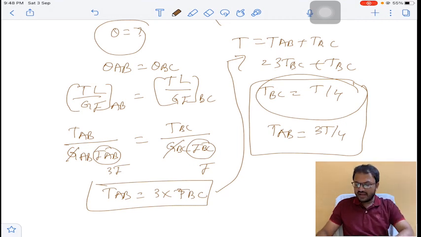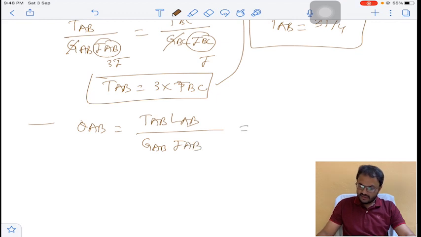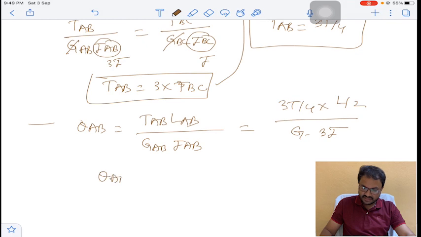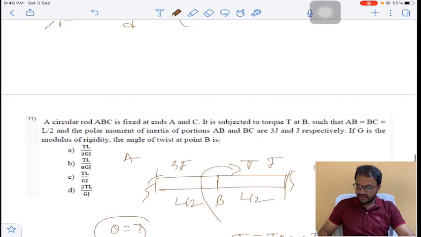So now the angle of twist we can calculate using either one. So angle of twist theta AB is equal to TAB LAB divided by GAB and JAB. So in the portion AB, the torque is 3T by 4 and L is L by 2. So J is equal to 3J. So you will get the angle of twist theta AB is equal to TL by 8 GJ. Okay. So the option for question number 11 is B.